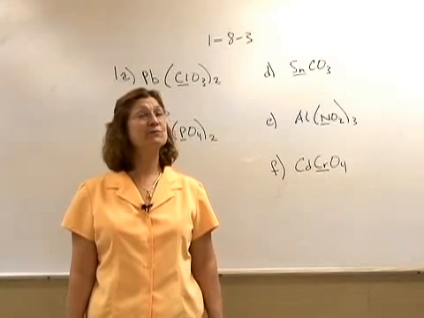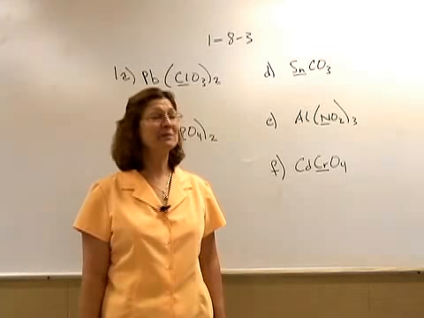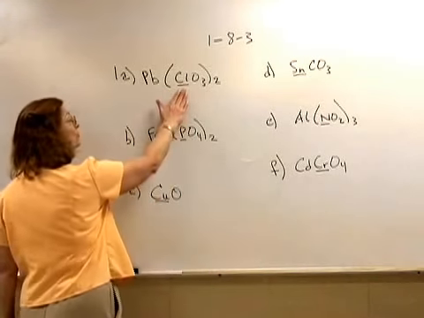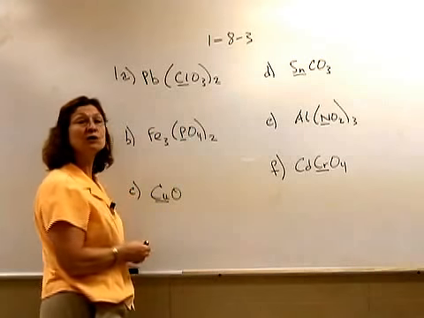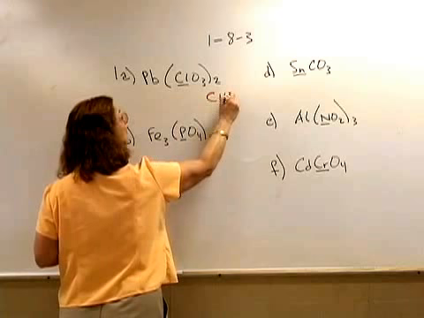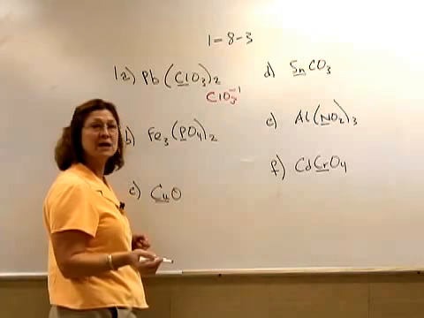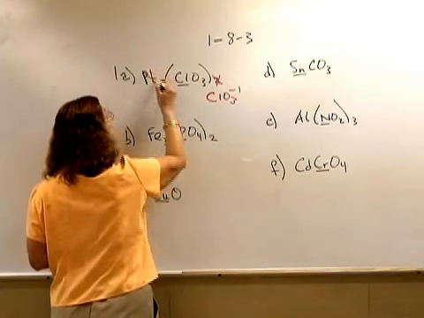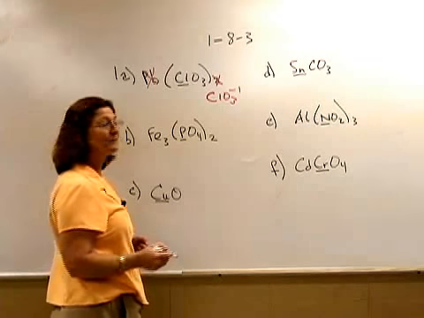Number 1 asks for oxidation numbers of the underlined element. The first one is chlorine in the polyatomic ion chlorate. I am going to remove the polyatomic ion from the compound. Therefore, I am not interested in the other parts of the compound.